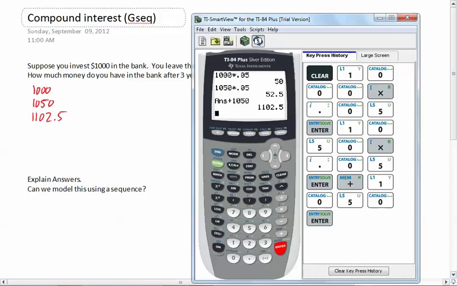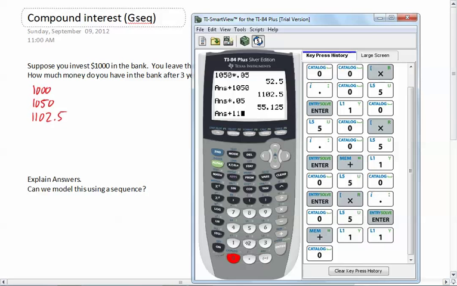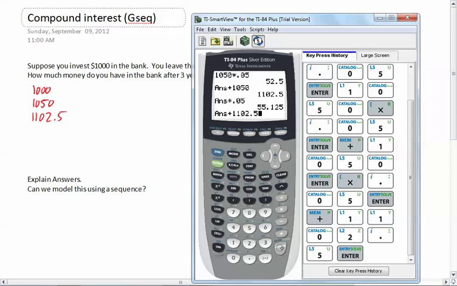Now after the third year, I'm going to take the 1102.5, multiply it by 0.05, and then, of course, add the 1102.5 back on, because I'm going to keep that money. I'm just getting more interest. So 1157.63.